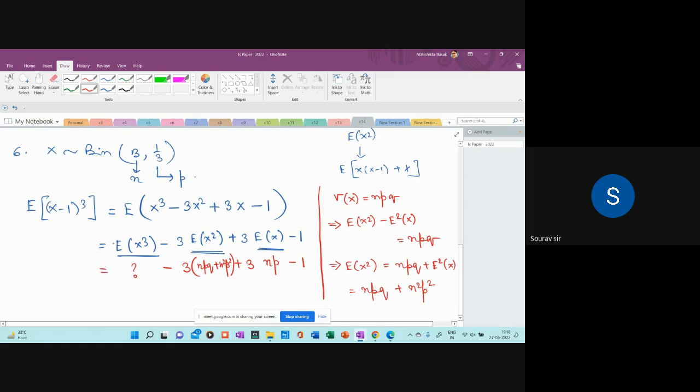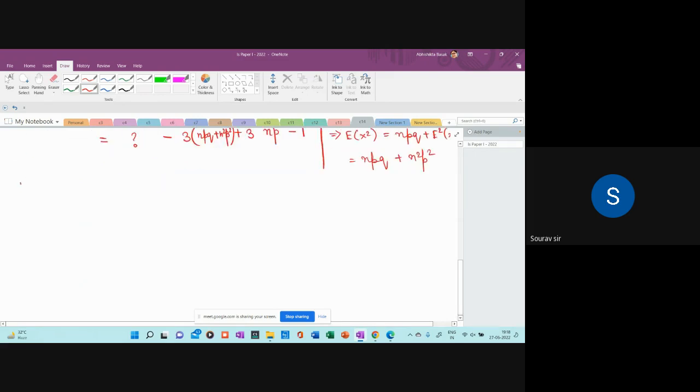So one thing you can do, you can find this expectation of x cube directly. There are two methods of obtaining this thing. One thing is you can find out expectation of x cube in this way, like x into x minus 1 into x minus 2. You can find out expectation of this thing and you can adjust the remaining term. So you can do a plus minus of the remaining term, but this method is very lengthy. This method is large.